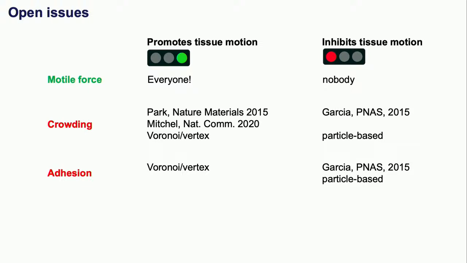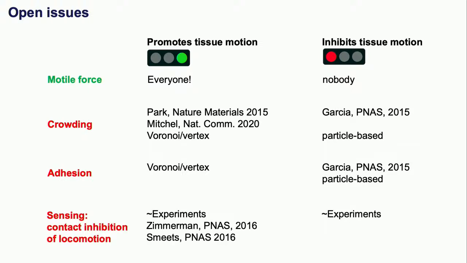And about sensing, we're going to focus on a particular model of sensing, which is called contact inhibition of locomotion. The name suggests that upon contact, the cells should stop moving. This is suggested by some experiments, by the first experiments that introduced this sensing mechanism. But then you also have experiments that suggest the converse, and when people try to encode these sensing mechanisms in models, they find that it actually promotes tissue motion. Okay, so on very basic things, there is not an agreement.